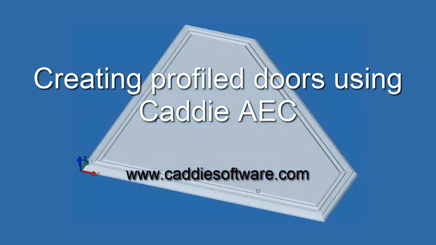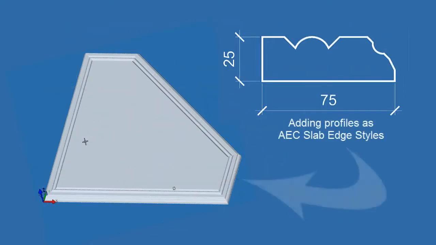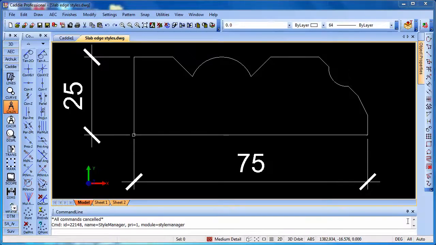Using CADdie's AEC tools, we'll see how we can add a profiled edge to any slab we wish to create. When we create an AEC slab, we can add an edge style to it, and the edge style will come from a profile. This is the outline we have here. It's a simple polyline, and we're going to create the profile from that.